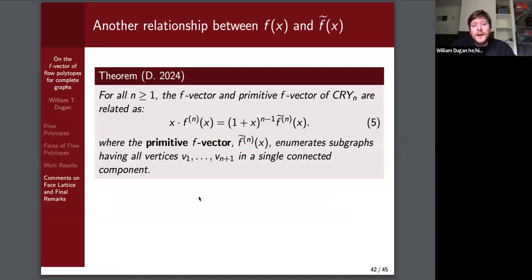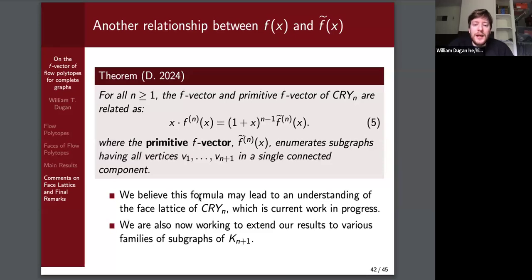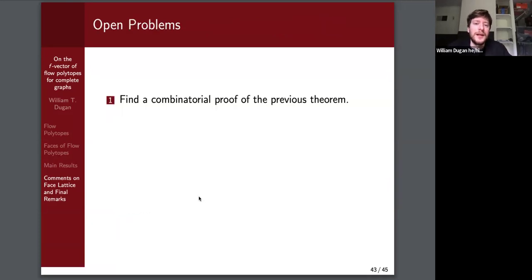Final remarks. This is perhaps one of the most mysterious results. There's this cool relationship between the F polynomials and primitive F polynomials, which we're able to prove algebraically, but we strongly believe it suggests some kind of geometric meaning. And so that remains open. And of course, we're also looking to extend the results to various families of subgraphs and to also allow for negative entries in our netflow vector.